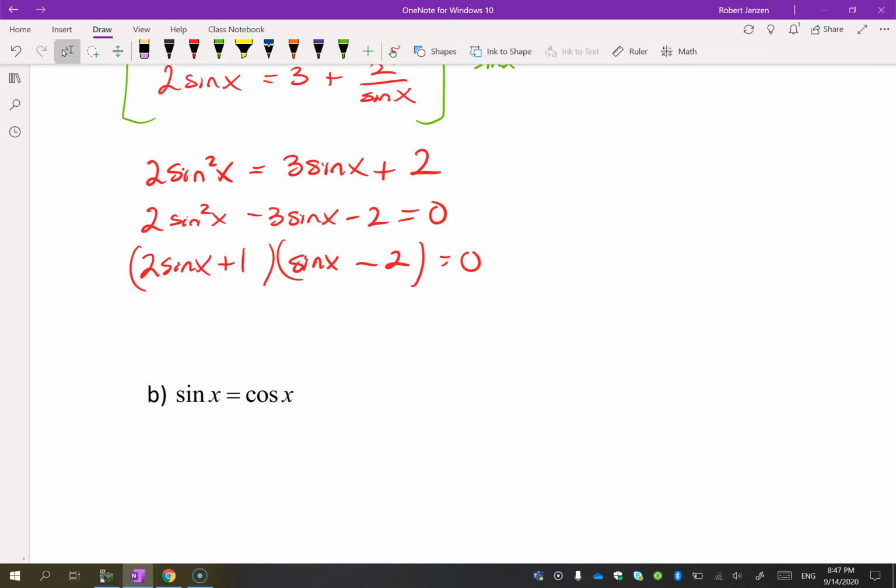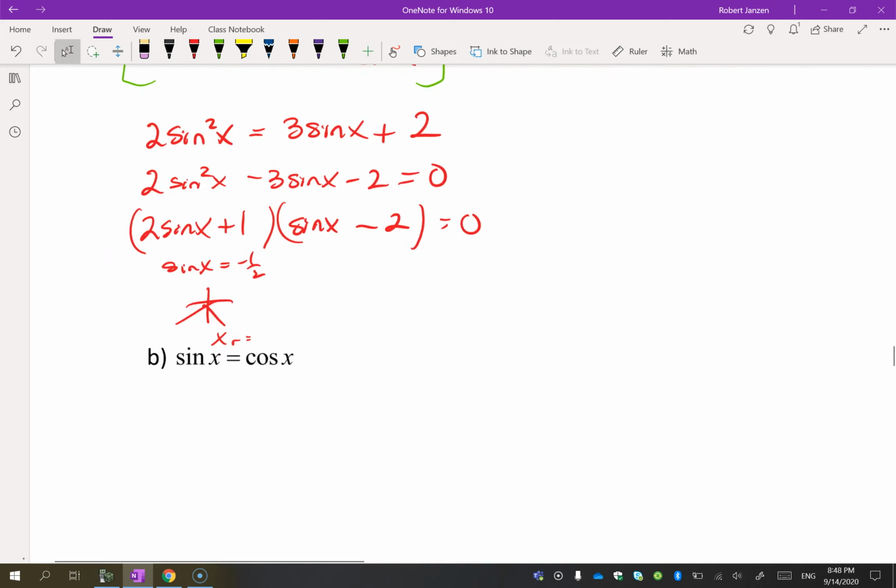And this should look familiar now. So here we have sine x equals -1/2. That'll be here and here. The reference angle, where is sine equal to 1/2? Well, we're in radians. That's at pi by 6. Here you're going to get sine x is 2. That won't work. So my angles are 7 pi by 6 and 11 pi by 6.